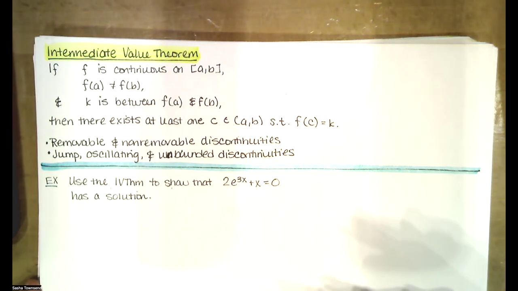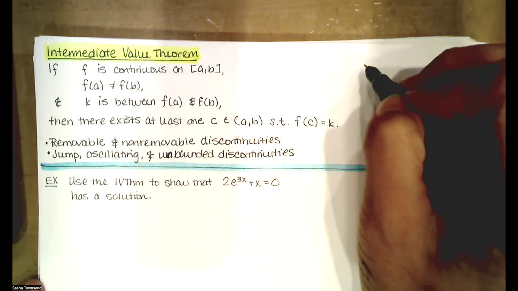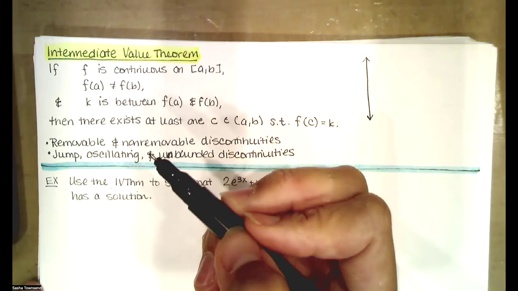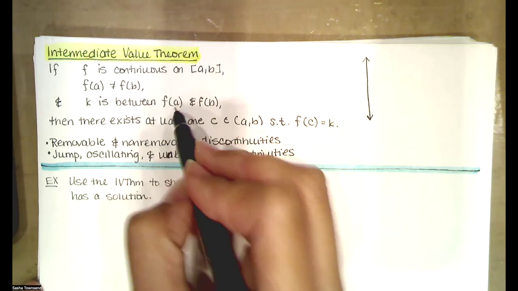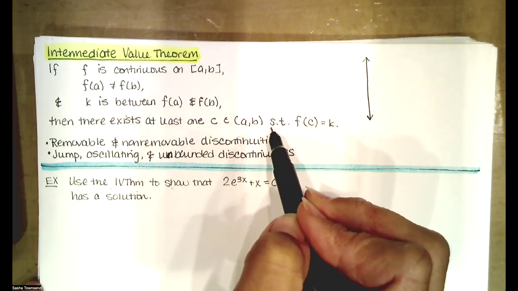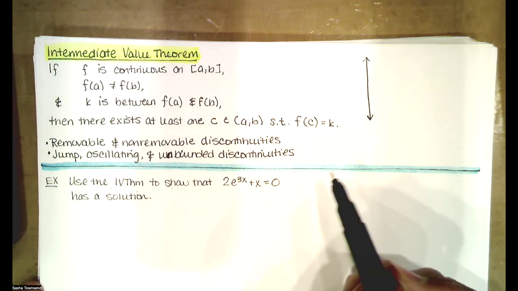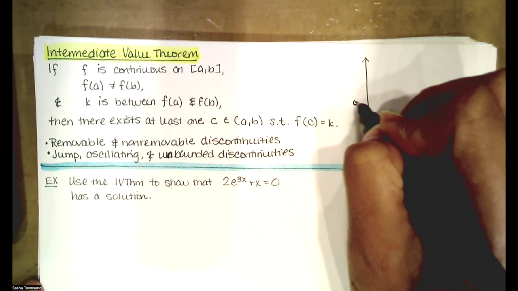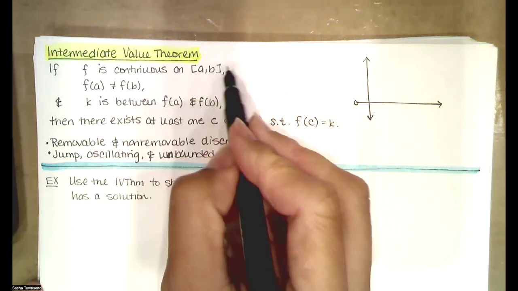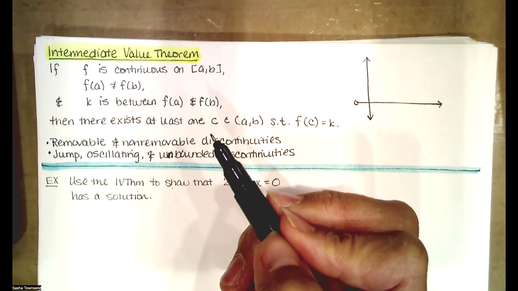So here's the theorem. It says if f is continuous on the interval from a to b, and f of a is not equal to f of b, and k is between f of a and f of b, then there exists at least one c in the interval between a and b, such that f of c is equal to k. Let's make sure we understand what that says. First, it says that our function f is continuous on a closed interval.